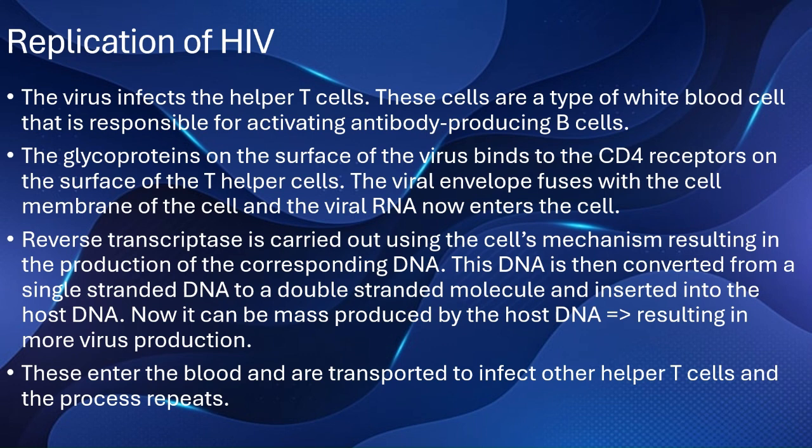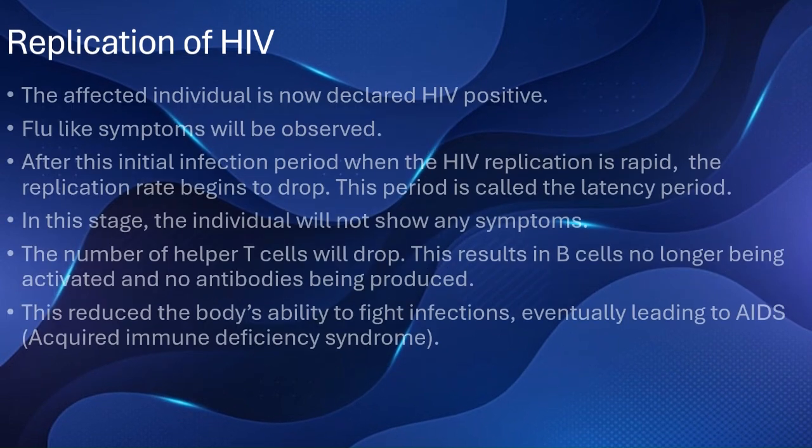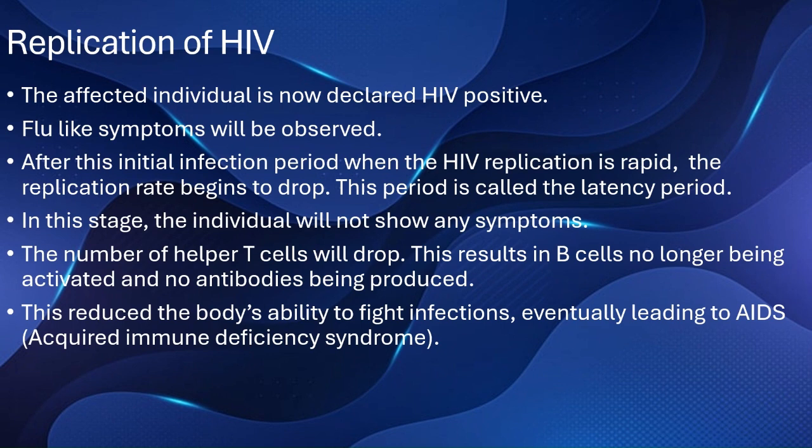So now what happens is the cell is going to produce multiple copies of this virus, because the DNA of the virus is replacing the actual DNA of the cell. And these enter the blood and are transported to infect other helper T cells, and the process repeats. The affected individual is now declared HIV positive, and definitely in the early stages, you will notice flu-like symptoms.